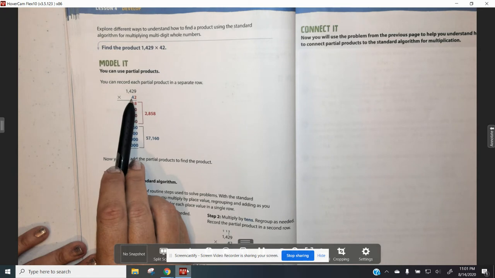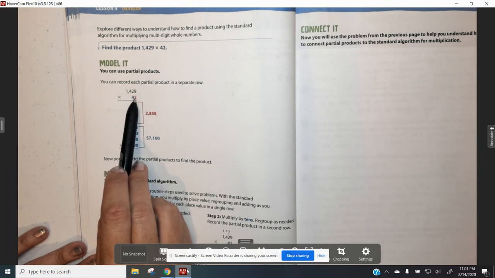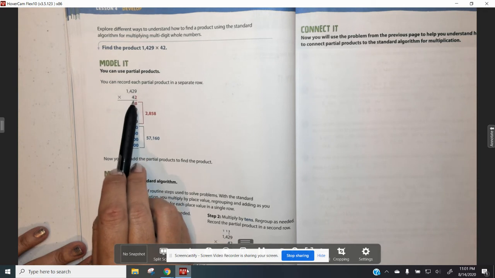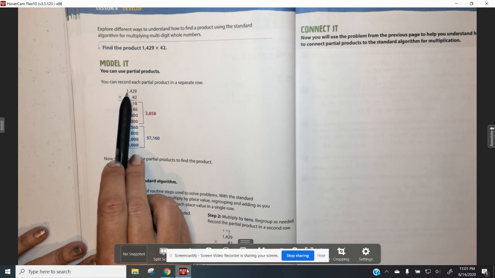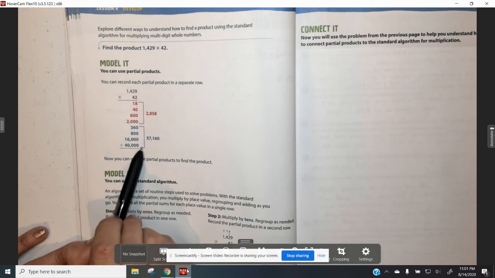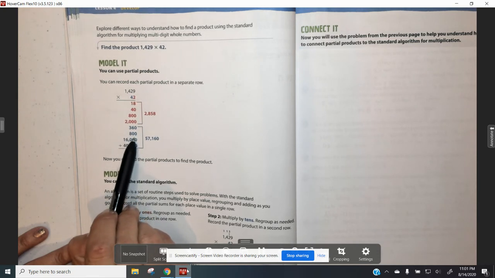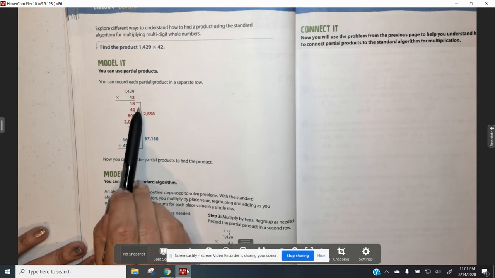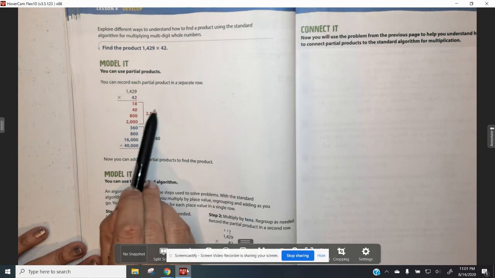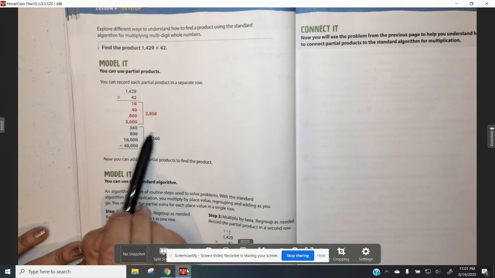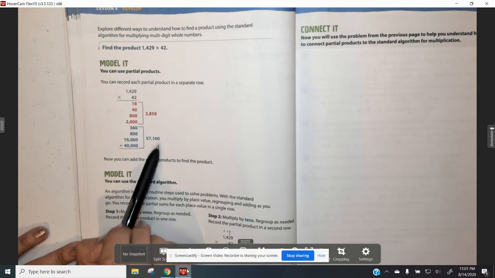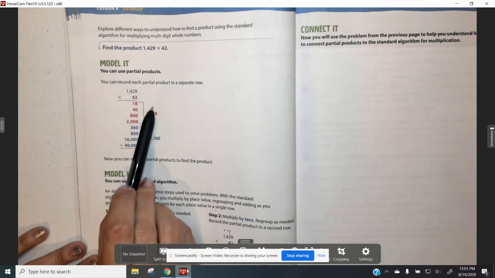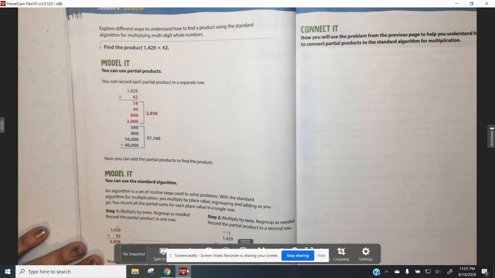Then we go over to the 4 in the tens place, and we multiply that 40 times 9, times 20, times 400, and times 1,000. And then we record all of those items separately on their own row. Then we can add all of the partial products for the ones and all of the partial products for the tens. And then we could add both of these partial products together to find the final product.